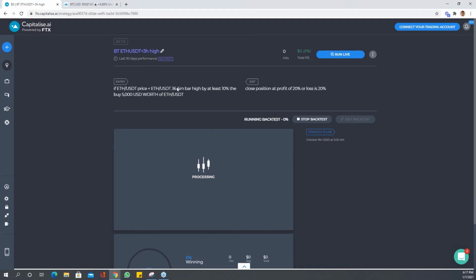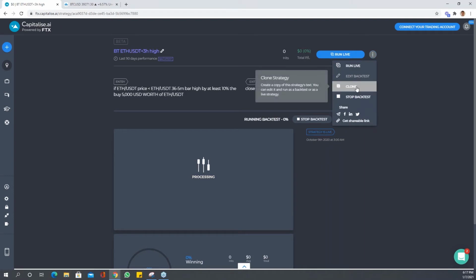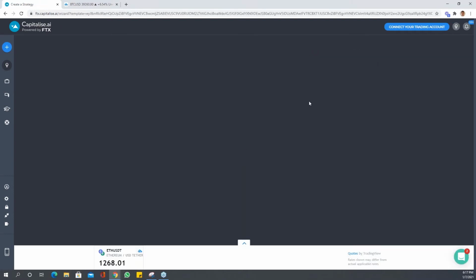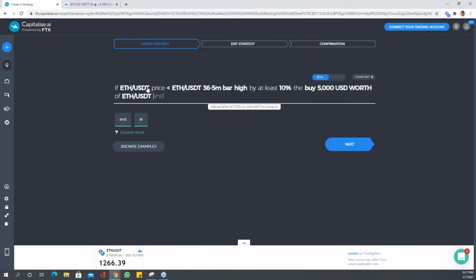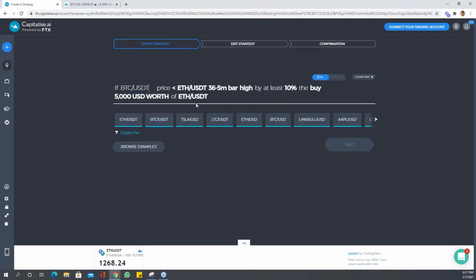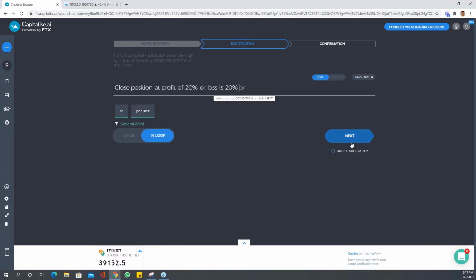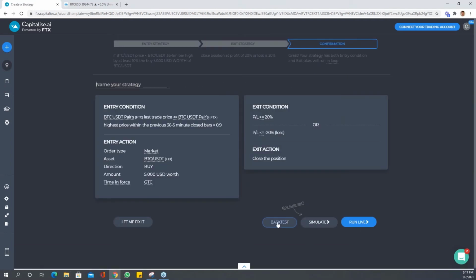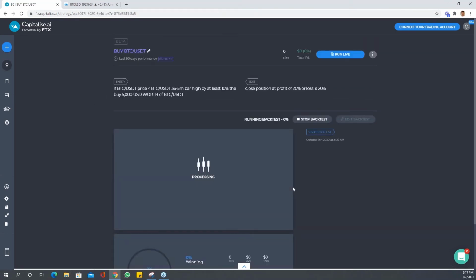But in the meantime, I want to test this exact same strategy over a group of assets. So we're going to go to our control panel, and we're going to select clone. And once we select clone, this exact strategy is going to open up in our wizard. Any word that appears in bold can be changed at the click of a mouse. So let's test this over BTC USDT. And it's just 3 clicks: next, and backtest. So 10 seconds, 15 seconds at the most, and you've tested it over another asset.